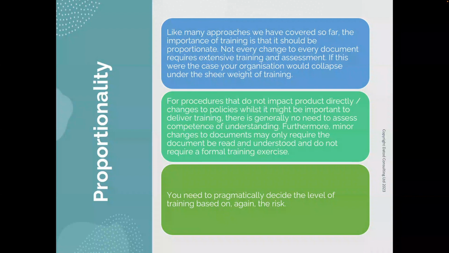And obviously in minor cases where documents are changing with minor edits, you basically need to ensure that the individuals have read the procedure and are aware of the change. Again, you've got to be very pragmatic in deciding the level of training, and it's about how you apply risk management within your organizations, in terms of how you deliver and assess training. Again, it's a great example of applying a very pragmatic risk management and risk assessment process within your organization.